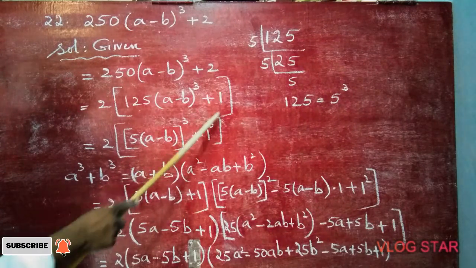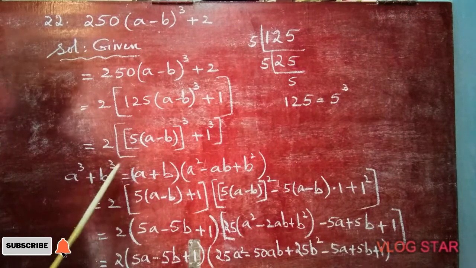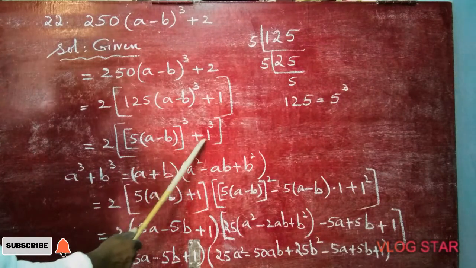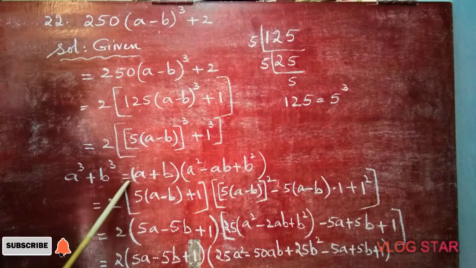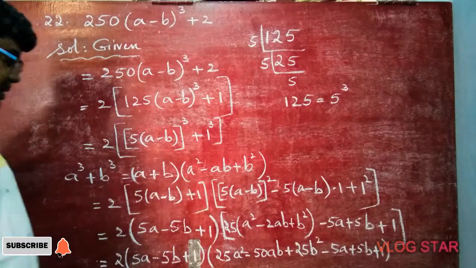Sir, there is no cube. How you wrote here cube means 1. How many times we multiply also? 1 only. Now we know the formula: a cube plus b cube is equal to (a plus b) into (a square minus ab plus b square).